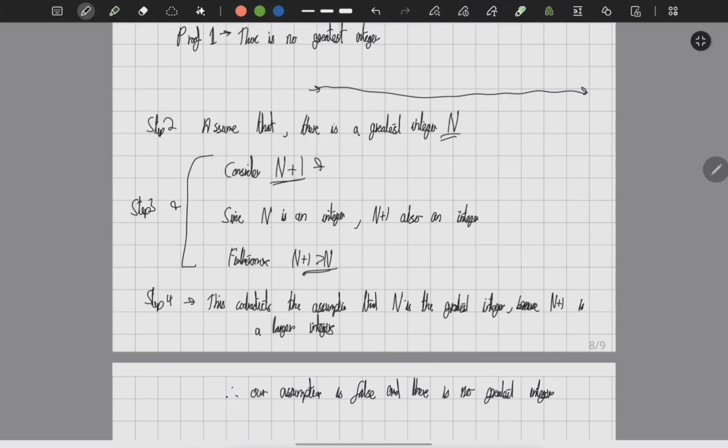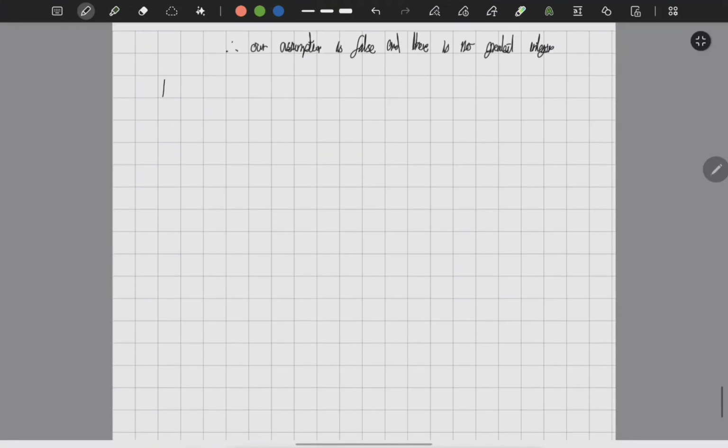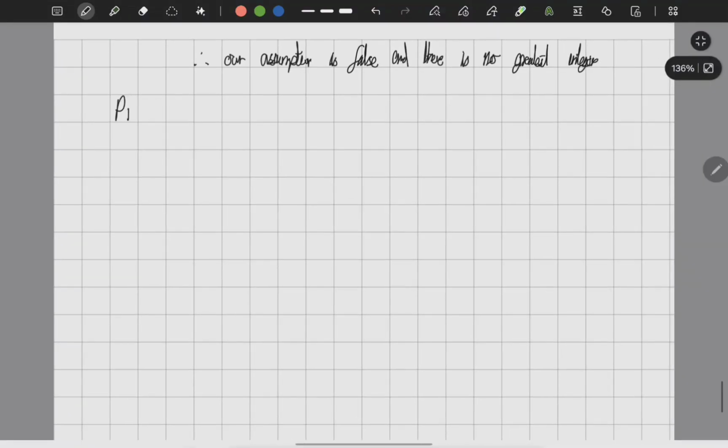We can move on to our second proof. The second proof is a bit more tricky to understand. So proof number 2.